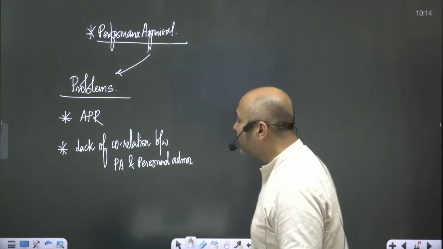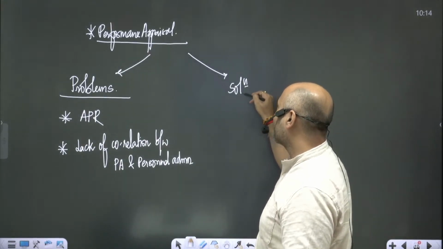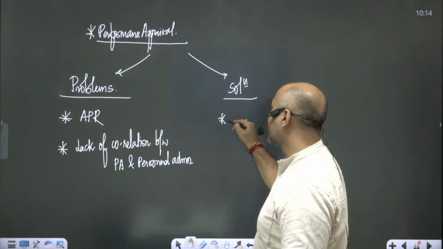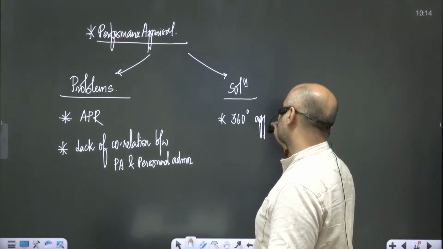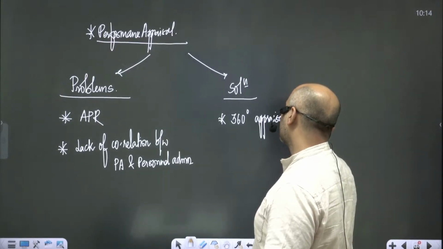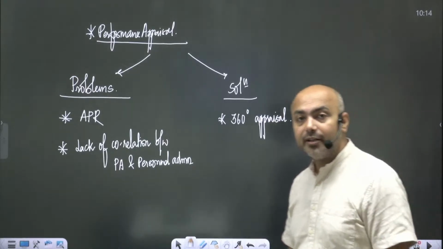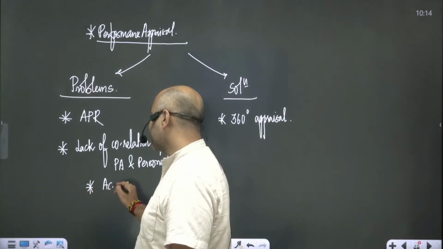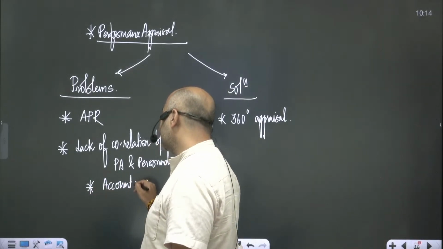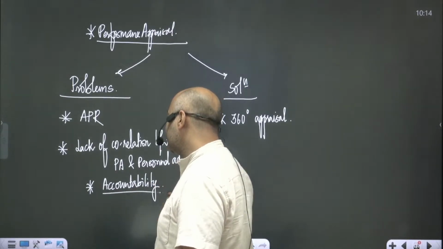You can write about that. You can write about certain solutions which we have discussed. You can talk about 360-degree appraisal that is required. Then comes accountability. Accountability, the third point, is a more accountable administration.